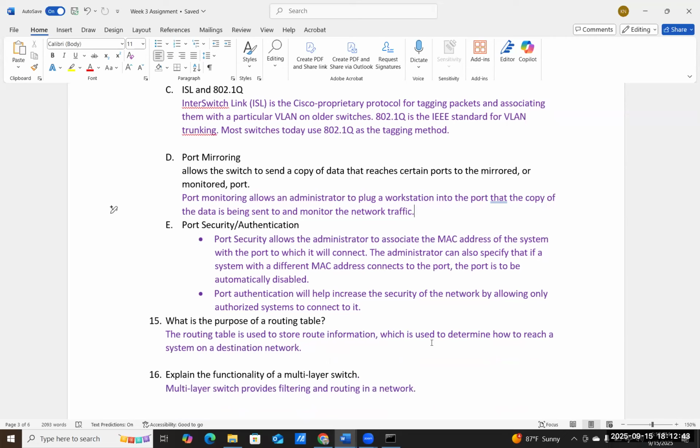So then we also have port authentication that will allow you to have an increase in security when you only allow certain systems to be connected to the physical port. Like system 1 connects to port 1 on switch 1, okay, with that particular address.